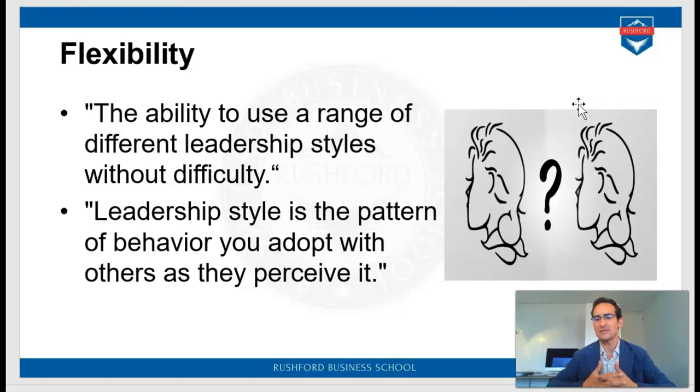So basically, when we are linking this concept of flexibility to situational leadership, we are understanding the ability to use a range of different leadership styles without difficulty. To move with a certain flow, with a certain facility, understanding what is the situation you have in front of you, which is the type of collaborator you have in front of you, and according to that, how easily you manage this relation. That's going to make you a better situational leader. It is the way you can flexibly use your assessment, your perception, to adapt your influence towards a collaborator. So leadership style is the pattern of behavior you adopt with others as they perceive it.